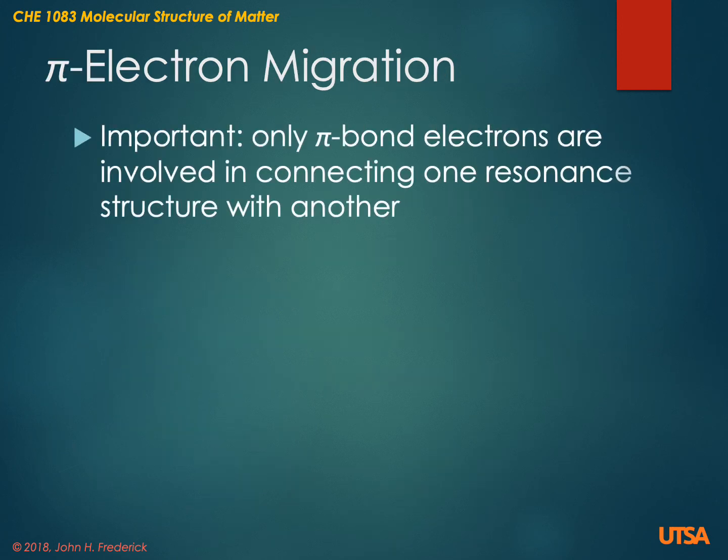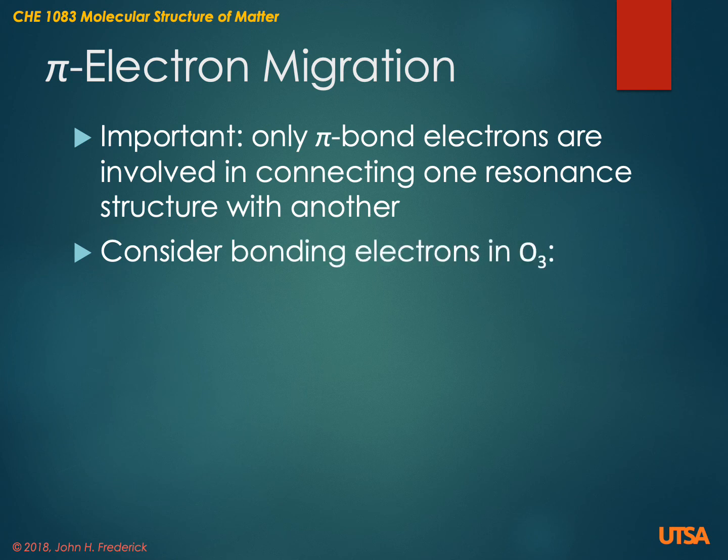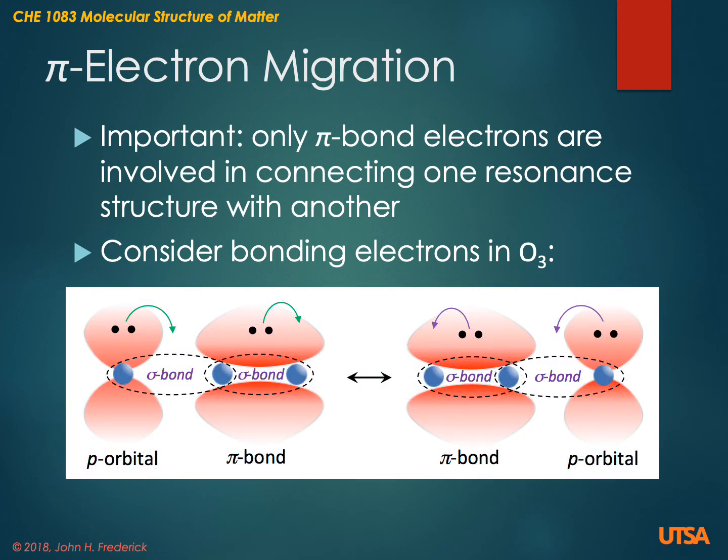Now, what does this look like from the standpoint of where electrons are in orbitals? I want to stress only pi electrons are involved in connecting one resonance structure with another. So let's consider what it looks like in ozone if we were to draw out what these orbitals look like on the molecule. Traditionally the structure that we've shown on the left with the double bond between the second and third oxygen might look like this, where there's a pi bond between them.